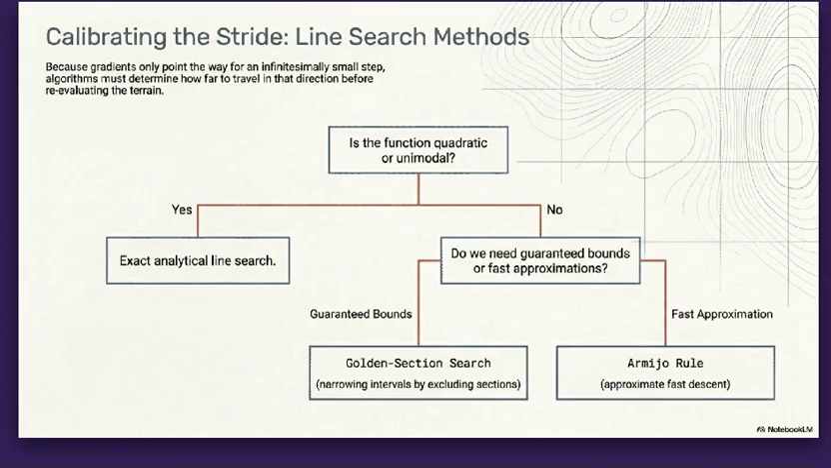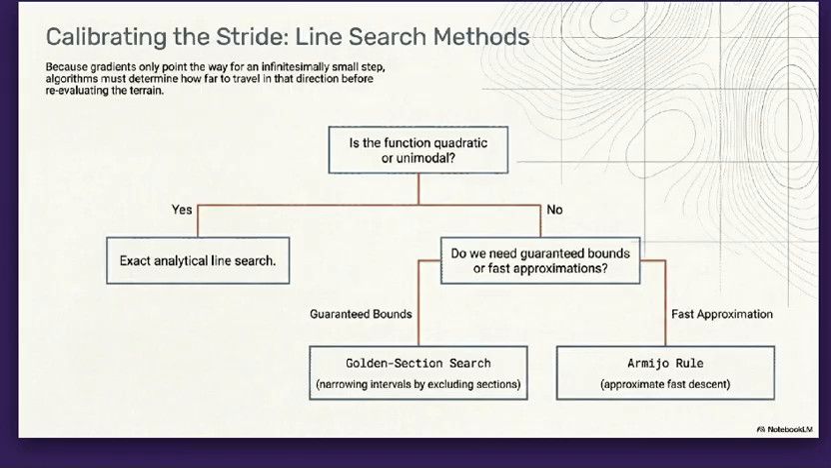It essentially tests a relatively large stride, and if that stride violates the condition, like if it overshoots or doesn't drop enough, it systematically shrinks the stride, usually cutting it in half, until the condition is met. So it's a backtracking method. Exactly. Try a big step. If it fails the sufficient decrease test, pull it back until it passes. Then commit to this step.